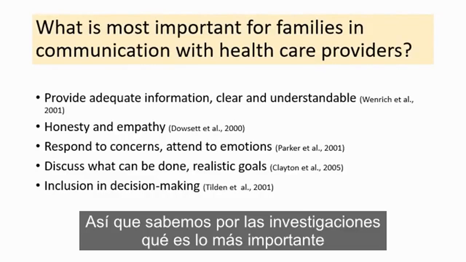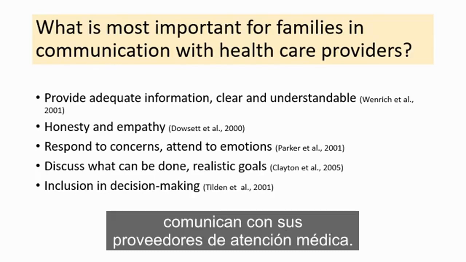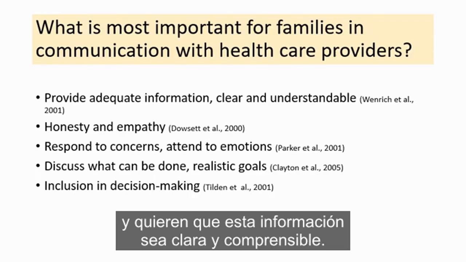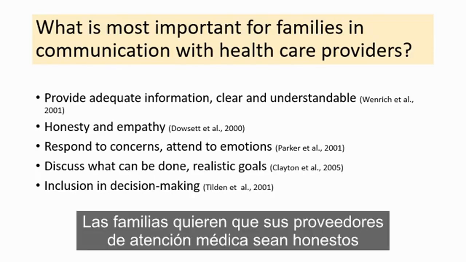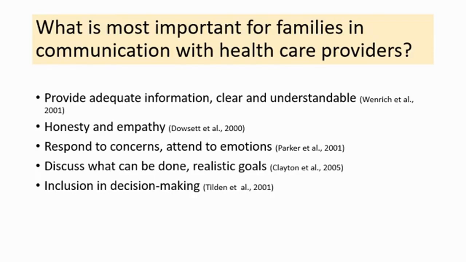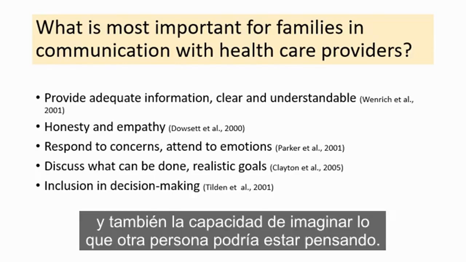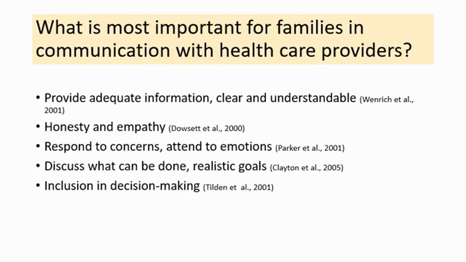So we know from research what is most important for families when they communicate with their healthcare providers. Families want to be provided with adequate information, and they want this information to be clear and understandable. Families want their healthcare providers to be honest and to respond with empathy. By empathy, we mean the ability to sense other people's emotions and also the ability to imagine what someone else might be thinking or feeling in their situation.